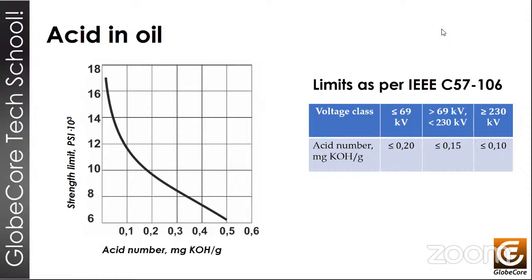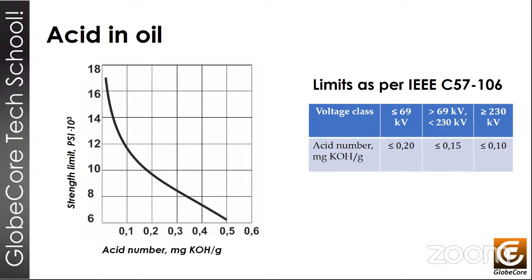This tells us that for transformers of voltage class lower than 69 kilovolts, we would have an acceptable value less than or equal to 0.2 milligrams of potassium hydroxide per gram of oil. And looking at the graph, we can see this is a very critical value because we already lost a sufficient portion of the physical strength of the paper by the time we reach that acidity. So if we work with transformers in the voltage class higher than 230 kilovolts, we can see that it's all very different because the limit values for this operating voltage are quite significantly lower.